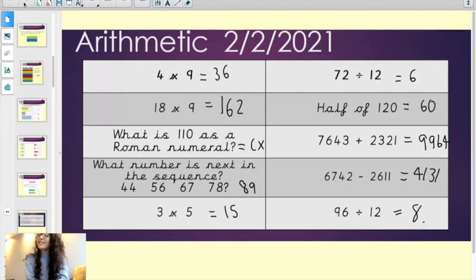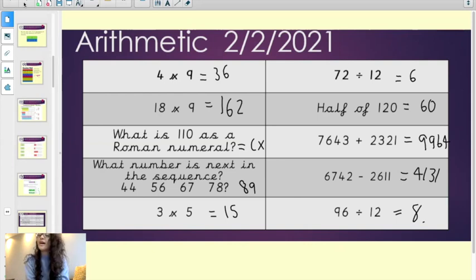Here are our answers. 4 times 9 equals 36. 18 times 9 equals 162. What is 110 as a Roman numeral? CX. What number is next in the sequence? 44, 56, 67, 78, 89. 3 times 5 equals 15. 72 divided by 12 equals 6. Half of 120 equals 60.